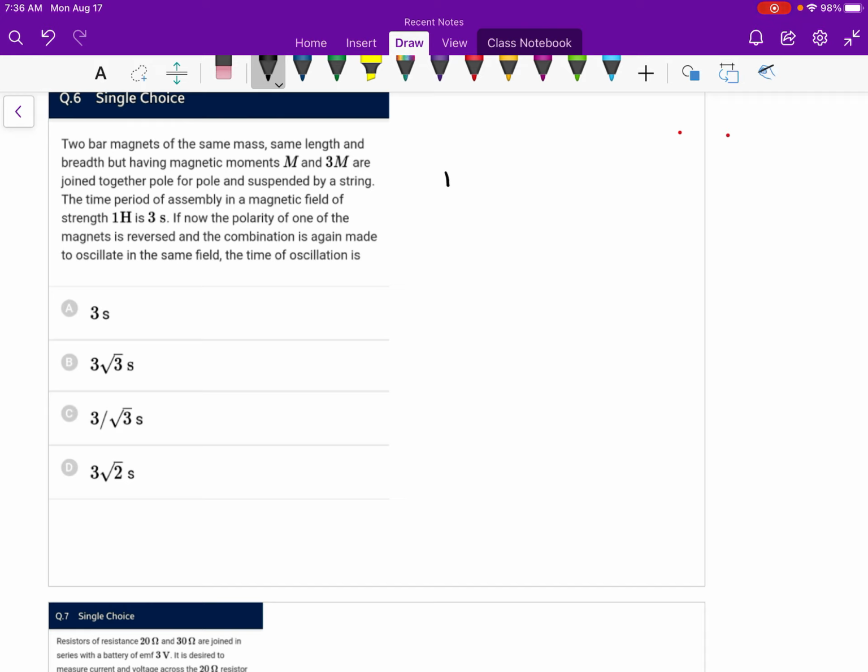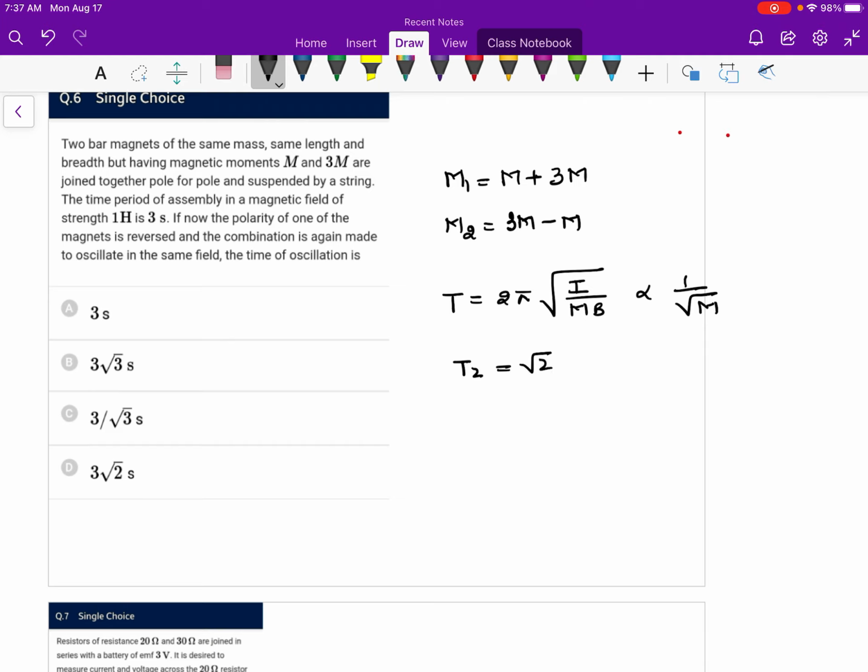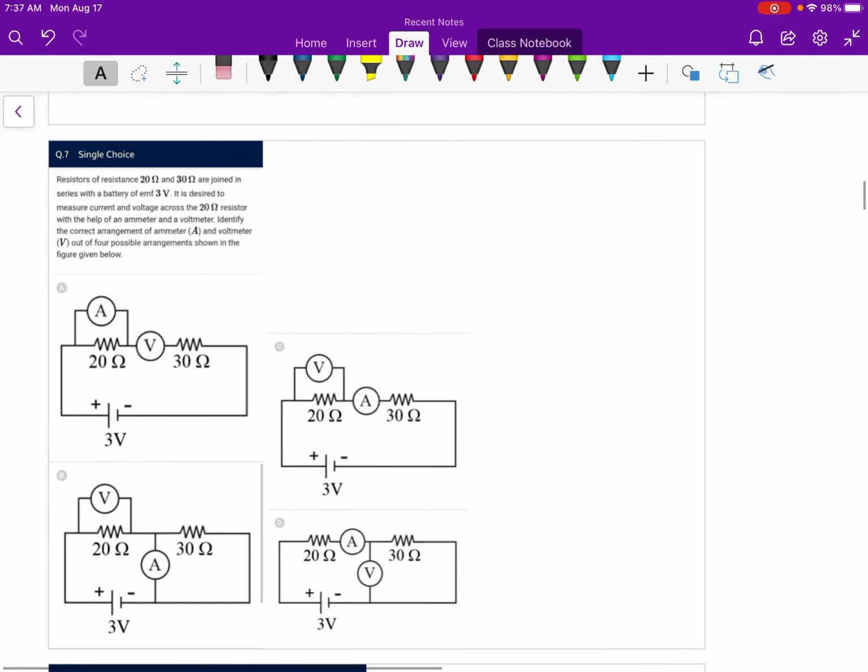Two bar magnets, so first they are in some position, so M1 is capital M plus 3m, like polarities together, and in the other case it is in different position, so 3m minus m, that is the net magnetic moment. So now time period is 2 pi under root I by MB, so proportional to 1 upon root M. So T2 is root 2 T1, that is 3 root 2 seconds. So D is the correct option.